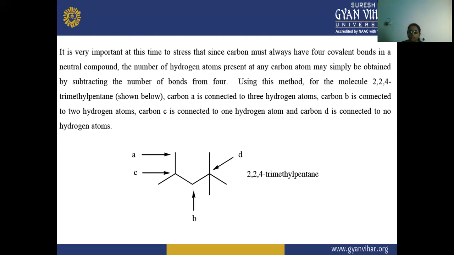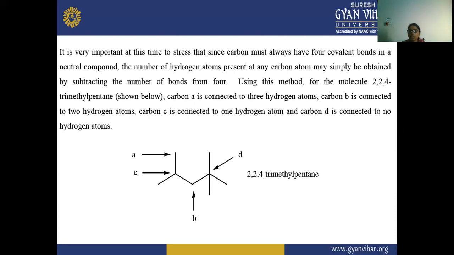As you know, carbon has 4 valency, and that is why it has 4 covalent bonds in a neutral compound. Like in your methane, as you can see, the hydrogen number is 4. So the carbon is connected to 4 hydrogen atoms.